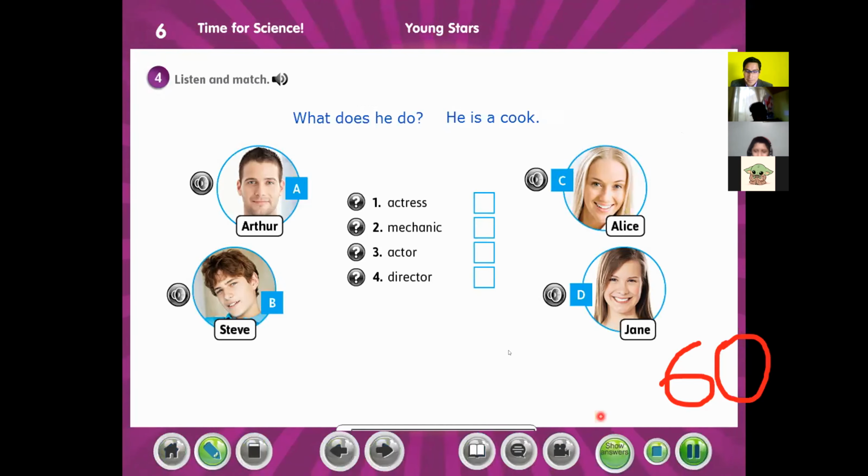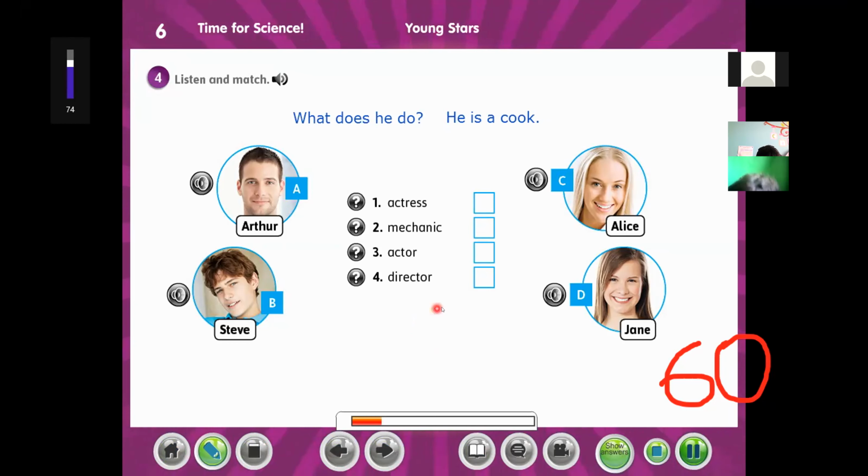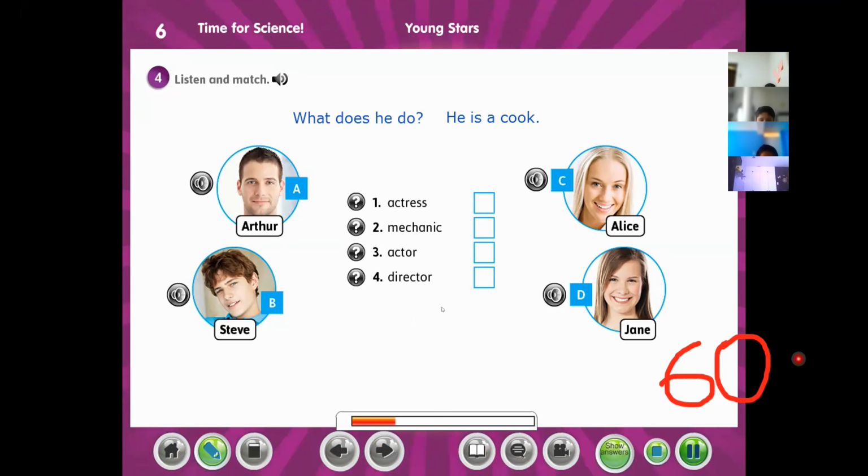Listen, please. 4. Listen and match. 1. This is Arthur. Arthur made the film Into the Mountains. It is a great film about a man who climbed up the highest mountain, Mount Everest. During the trip, this man became friends with a bear. That's right, a bear. Arthur used all his talent in this film. I can't wait to see it.